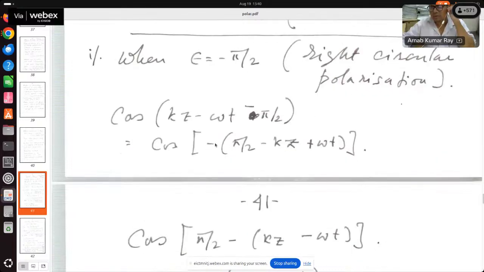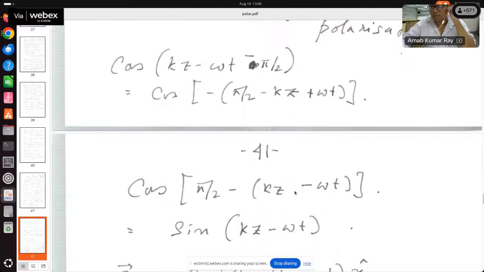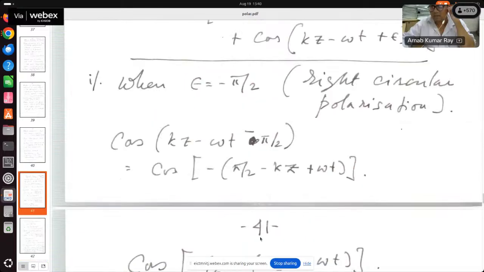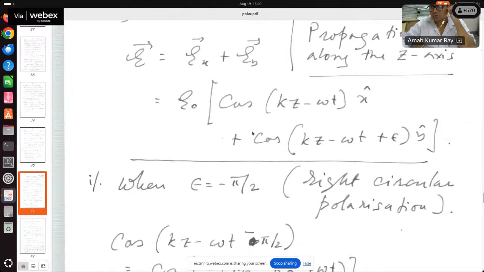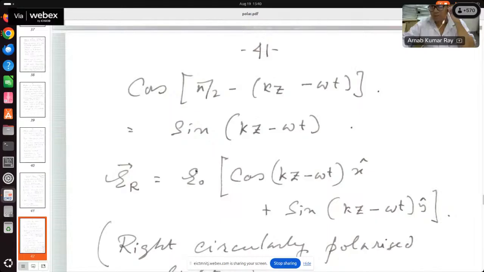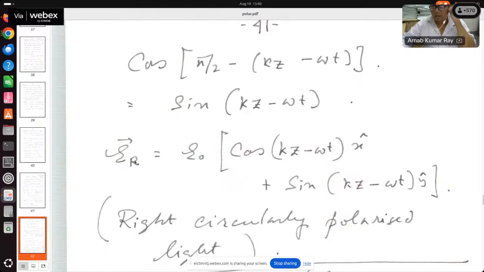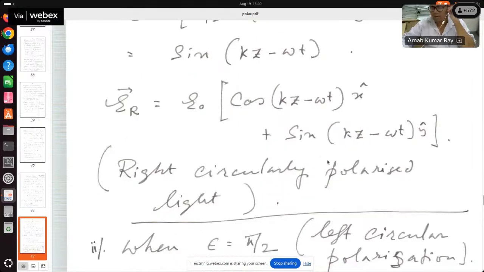And so cosine will kill the minus sign. It will be pi by 2 minus (kz minus omega t). And so it will be sine(kz minus omega t). So sine kz will substitute this term over here. And so this is the state of right circular polarized light. The right circular polarized light is emphasized by the subscript R. E_R is the right circular polarized light. Its equation is this: cos(kz minus omega t) along the x-axis, sine(kz minus omega t) along the y-axis.